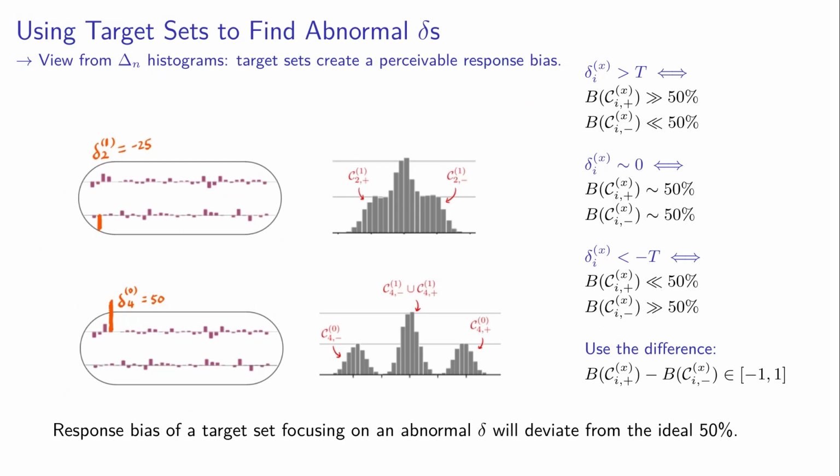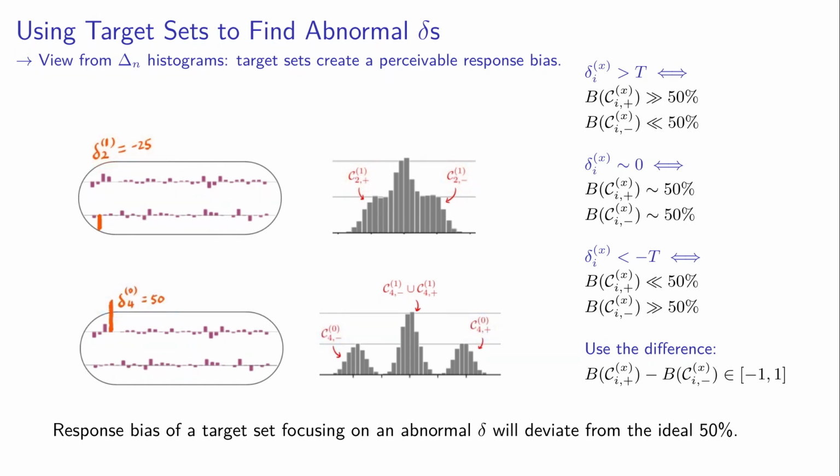These target sets allow us to better perceive the biases within an APUF. In the histograms of delta in for bad APUFs shown previously, the side humps are formed exactly by the target sets selecting the abnormal delta. The middle hump is formed by the target sets not selecting the abnormal delta.